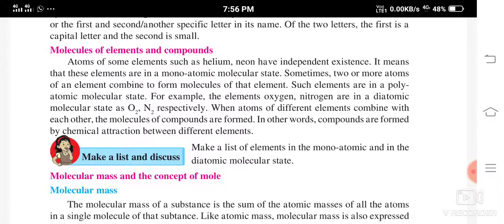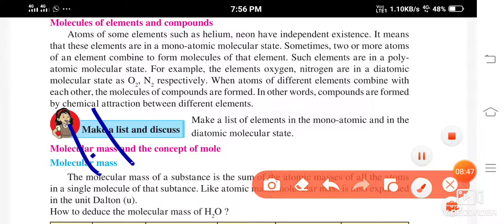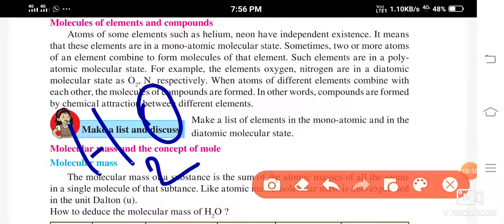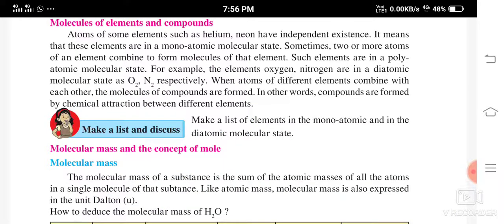But atoms of different elements, for example, water. If you take hydrogen and oxygen, two different elements, they are going to combine with each other to form a molecule of a compound. This is a compound. So compounds are formed by chemical attraction between different elements.